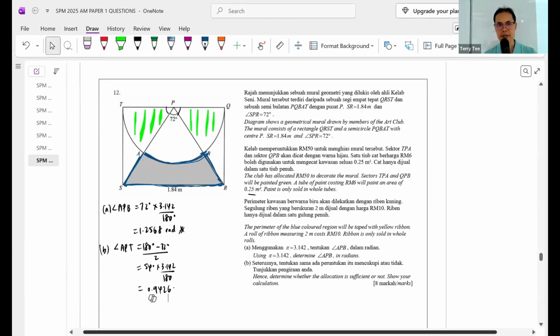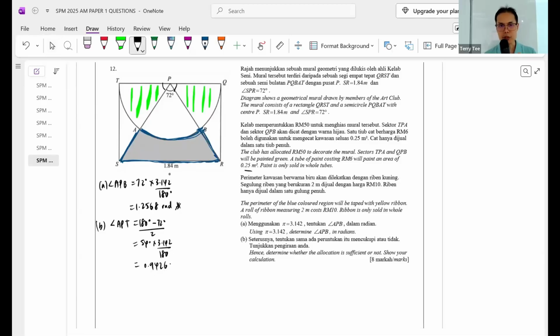The area of the green part is very simple. We need to find the radius. Your diameter is 1.84, divided by 2 gives 0.92 in meters. This is the radius, right? You know why I can divide by 2, right? This is a rectangle, right? This is 0.92, and this is also 0.92, right?